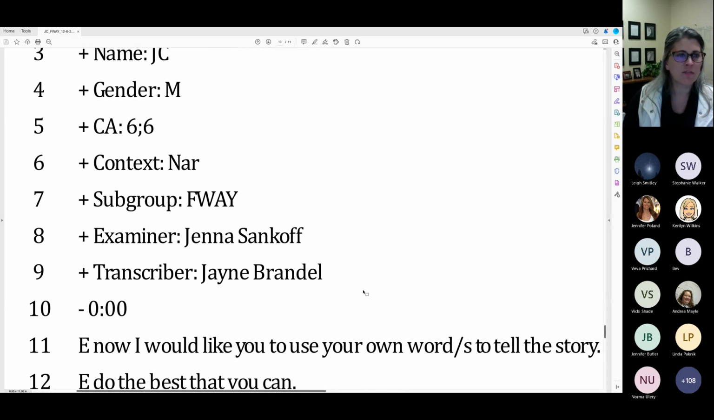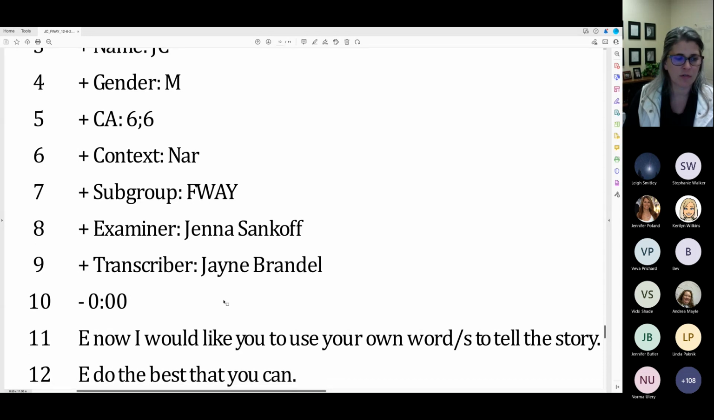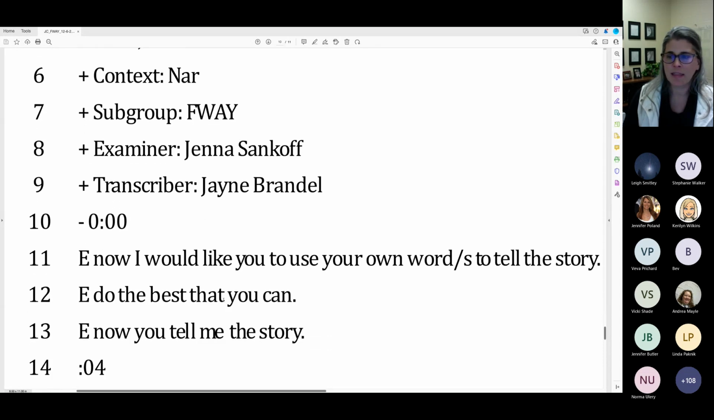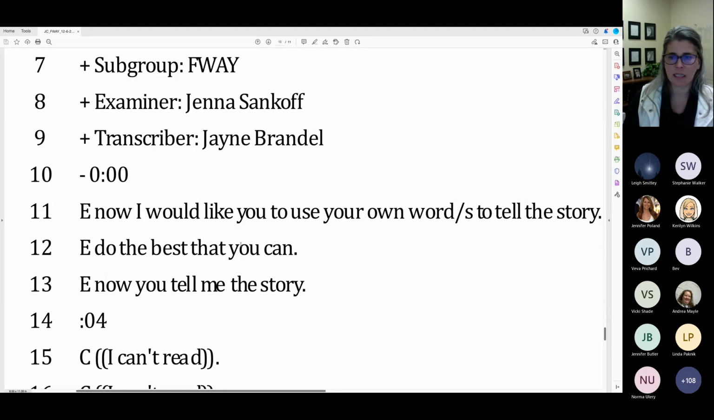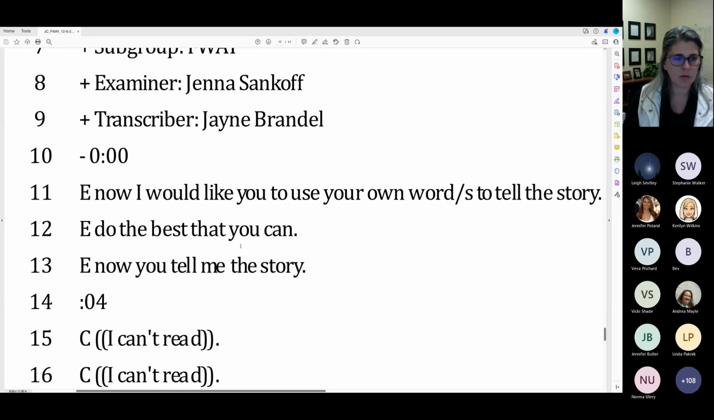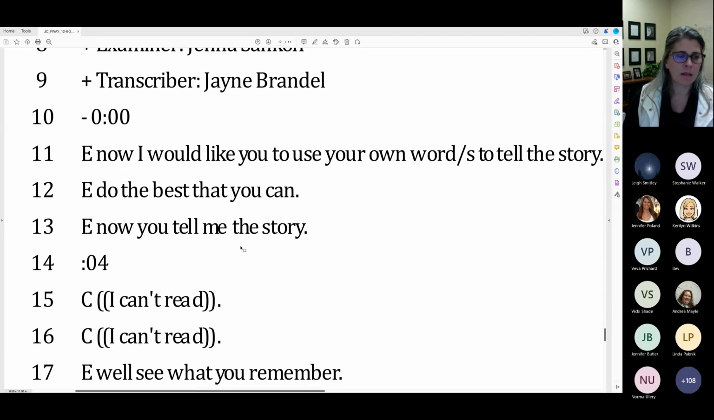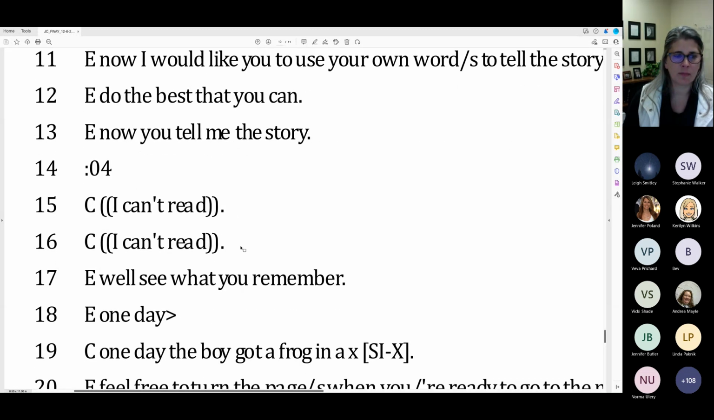So that's kind of these first lines. There may be more additional plus lines, but these lines are more, like I said, for information than they are for other stuff. And then we start the transcript. A lot of times it will begin with the examiner in this case, and we write out exactly what you say, word for word. And then we go into the transcript.